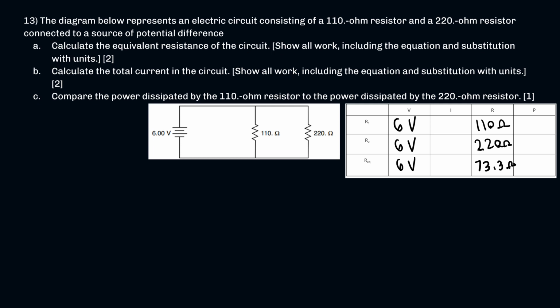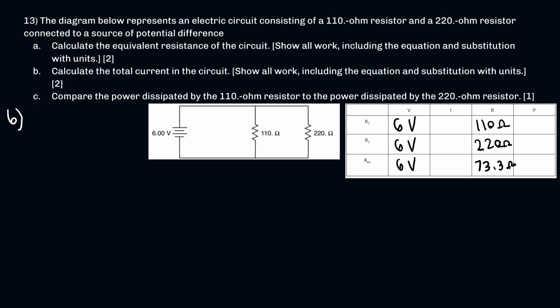All right, this is where the verb chart is going to really come in handy because I want to calculate the total current within the circuit. So I look at the verb chart, the total current is going to correspond with my equivalent resistance row here. So within my equivalent resistance row, I have the voltage 6 volts and I have my resistance 73.3 ohms. So start off here with part B.